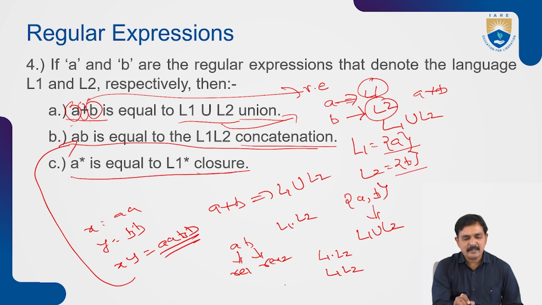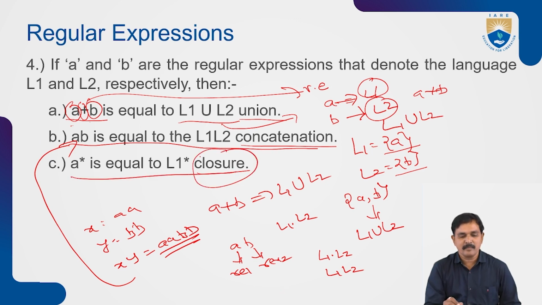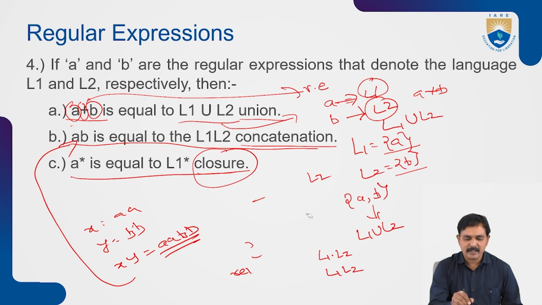And one more is the star operation. Star defines the closure. The basic idea of the closure is that it covers the null element, then the number of occurrences of the particular symbol is 1 time, then 2 times, and so on, up to n number of times. That is the basic idea of a closure. Here I will show what the closure is.